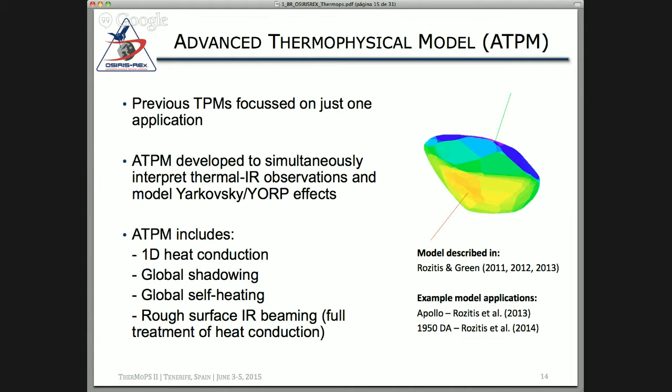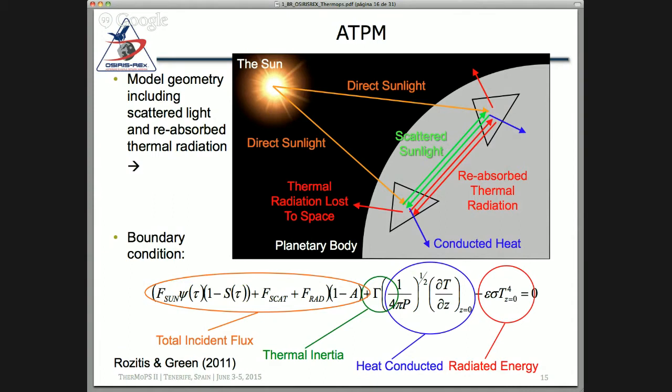So this is just a quick diagram of how the ATPM works. We can see it includes the direct sunlight, the scattered sunlight, the thermal radiation, and conductive heat, and the thermal radiation loss to space. This is a typical surface boundary condition that will be solved. What's not included in this diagram is that each triangular facet of the shape model includes sub-facet surface roughness, described by hemispherical craters. The facets within the hemispherical craters interact with each other, but they also interact with the global shape facets as well. So you've got two levels of complexity hidden in there.